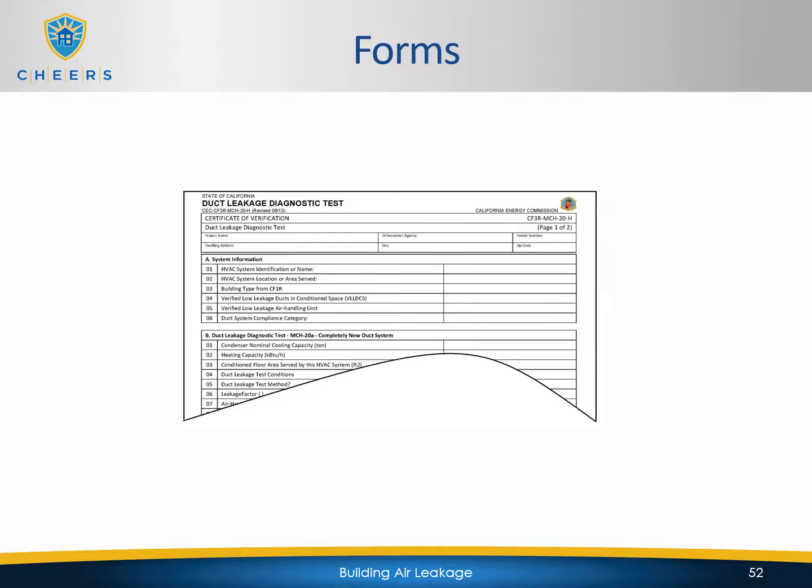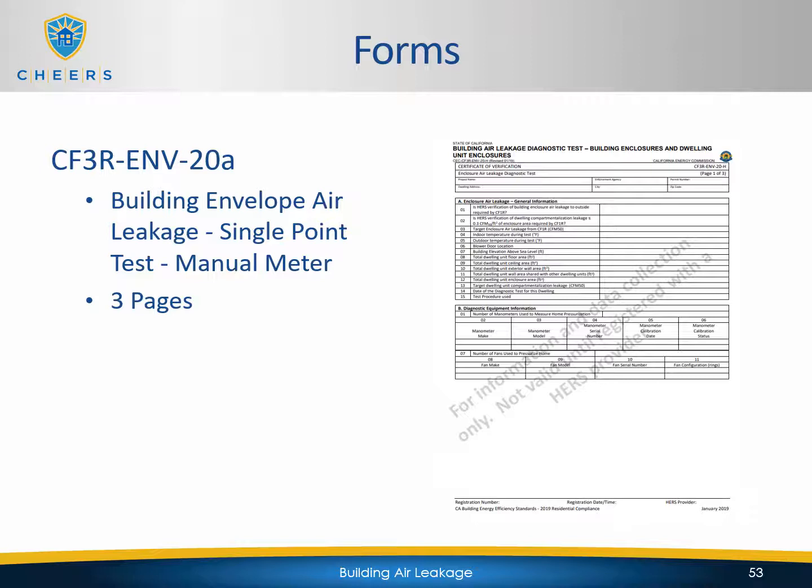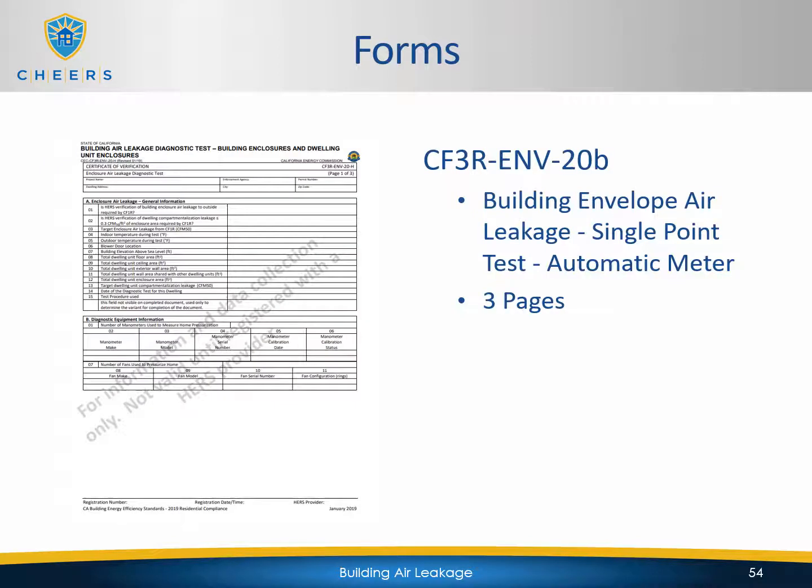Now we're going to be talking about the forms associated with these tests. Keep in mind that the forms are downloadable in paper copy just for practice purposes from the LMS and also from the California Energy Commission website. The CF3R ENV20 Alpha is used for the building envelope air leakage single point test with a manual meter. The CF3R ENV20 Bravo is used also for the air leakage single point test with an automatic meter.